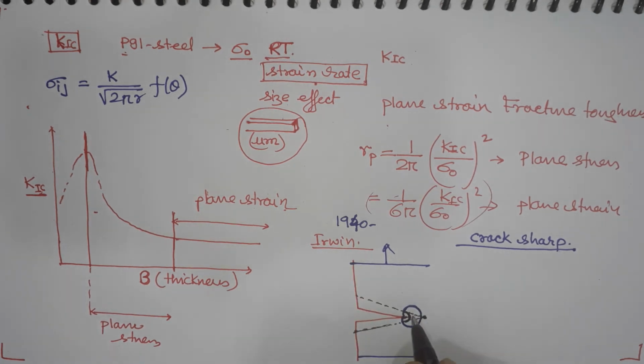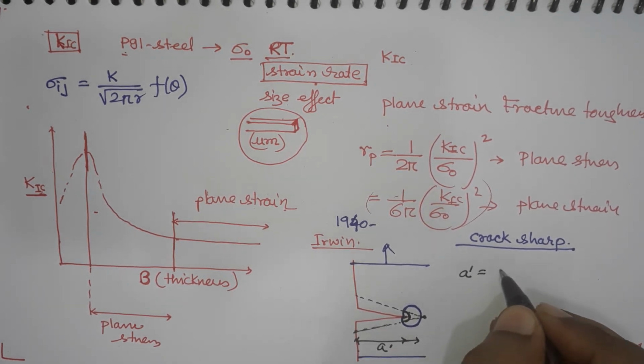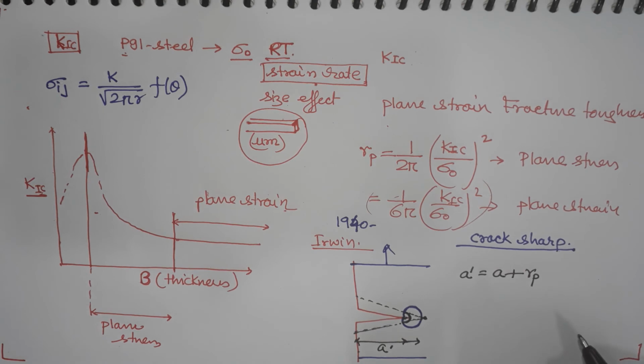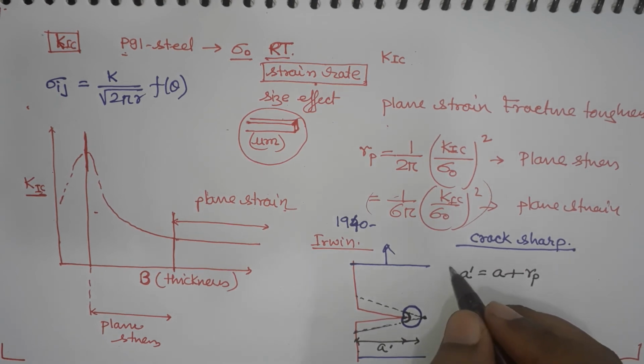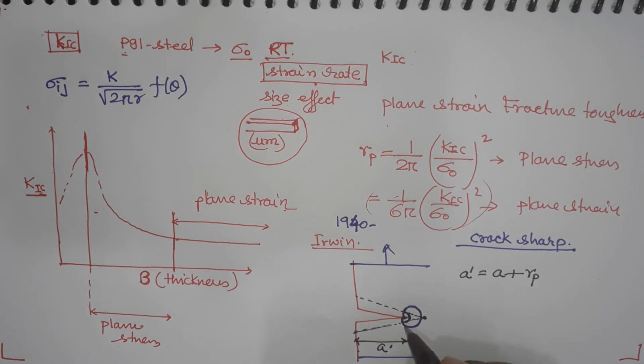So, what Irwin proposed is that if there is some amount of plastic deformation and you have some amount of blunting, then you can imagine that the initial crack length has actually grown. In reality, there is no crack growth, there is just blunting, but you can imagine that the crack which had a length initially of a has now grown to a different length, a dash, for instance, and this a dash, Irwin said, must be equal to the initial crack length plus the radius of the plastic zone. But this will also be valid only when this plastic zone is very small.